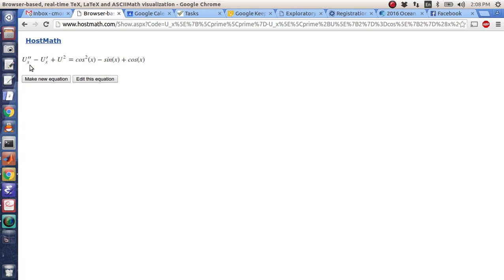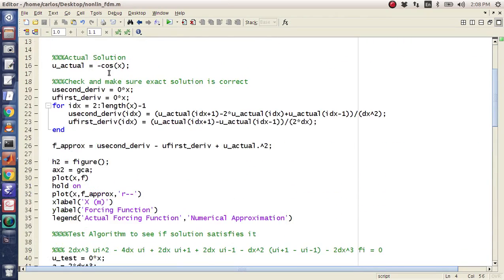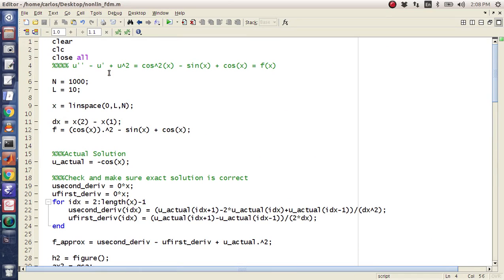So u double prime of x minus u prime of x plus u squared equals cosine squared x minus sine x plus cosine x. So the way I had originally intended to do this was this code here, and so I'm just going to walk through this because this method actually ended up not working, and so I just want to talk about this real quick.